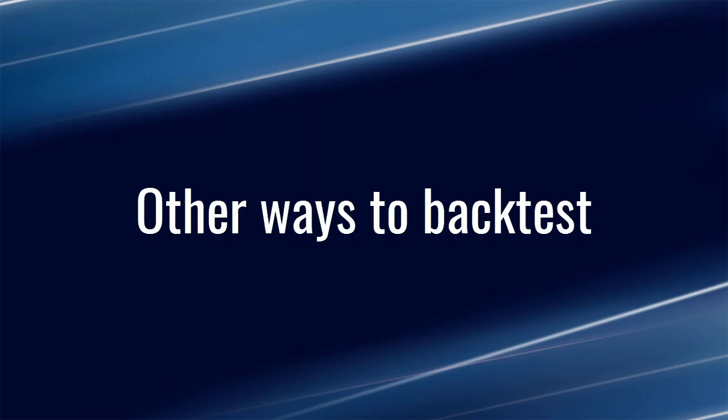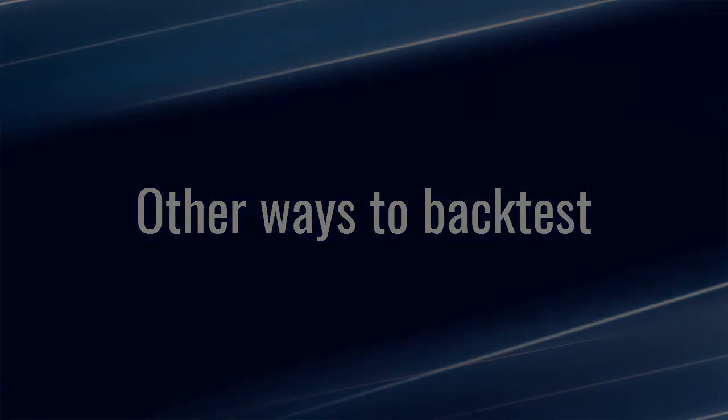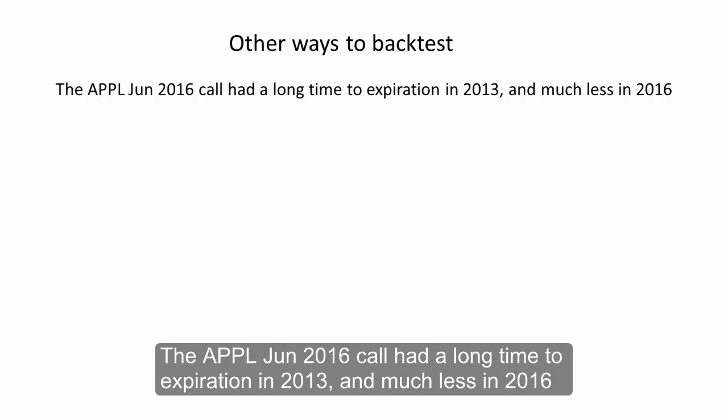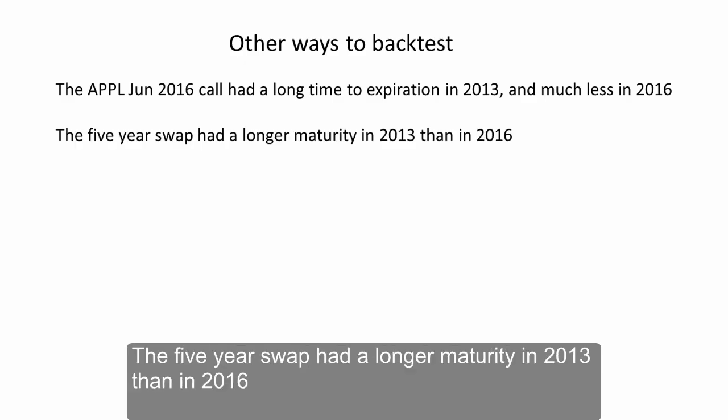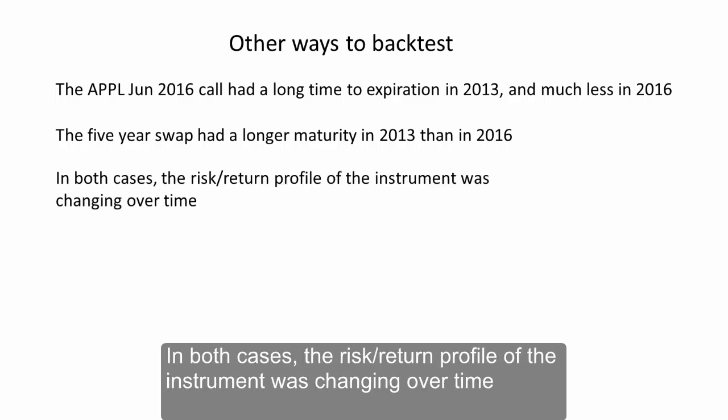Other ways to backtest. The Apple June 2016 call had a long time to expiration in 2013 and much less in 2016. The 5-year swap had a longer maturity in 2013 than in 2016. In both cases, the risk-return profile of the instrument was changing over time.